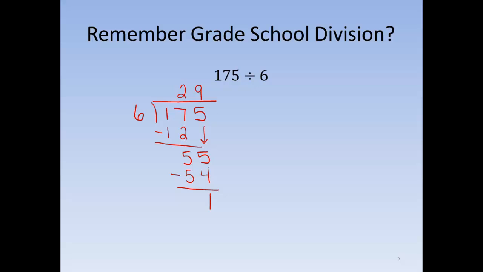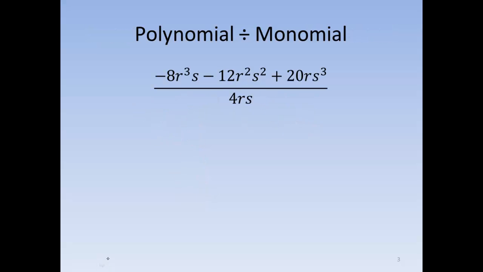Some teachers had you put a decimal and add zeros and keep going that way. Some of you wrote it as R1, but it really is a fraction. This is 29 and 1/6. Your remainder of 1 is still being divided by 6. And so this is the format that we want to keep in mind when we talk about division with algebra.